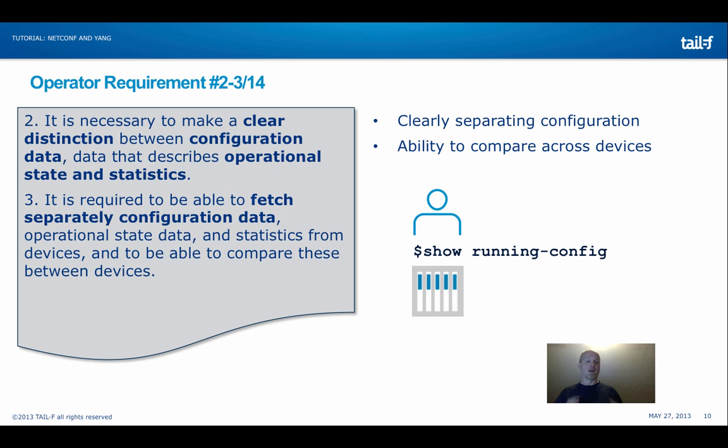So, clear separation between config data and operational data. That should be clearly denoted for every single item in the data model. Is it config or operational data? And you should easily be able to compare. You should be able to get the config from one device, get the config from another device, and compare them to see how they are different.